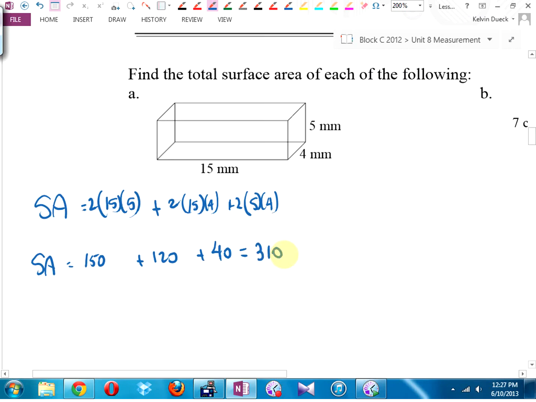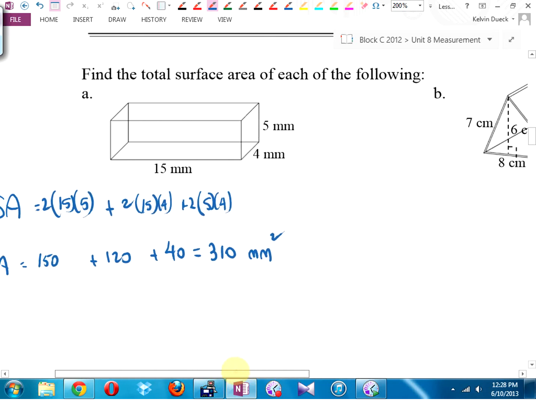310 what? What are the units? Not millimeters. Why millimeters squared? What did we just find? A surface area. Area is always squared. Volume is cubed. Area squared. Length or width, no exponent. Okay?